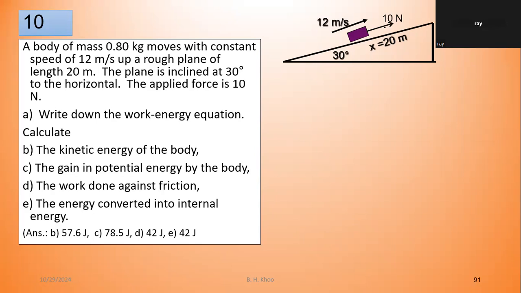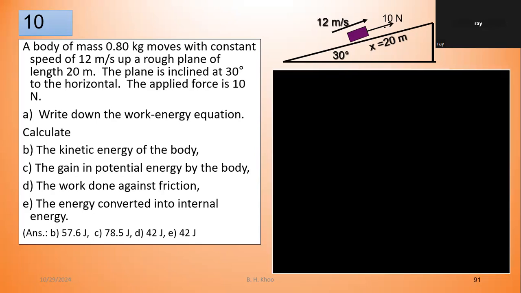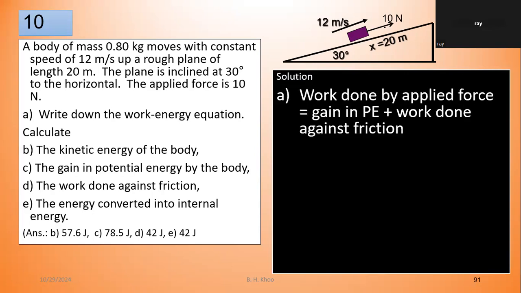What work energy equation? The equation of conservation of energy. Work done by applied force, right? Okay. What to it? Gain in potential energy, and there's work done against friction. At constant speed, the kinetic energy doesn't change. That's the equation you have to write to solve the whole of this question.